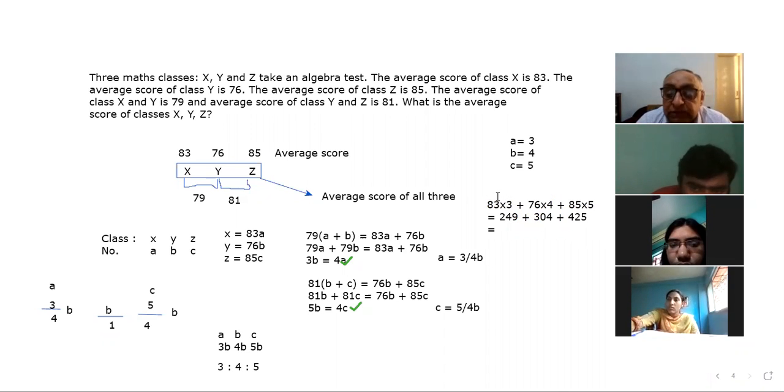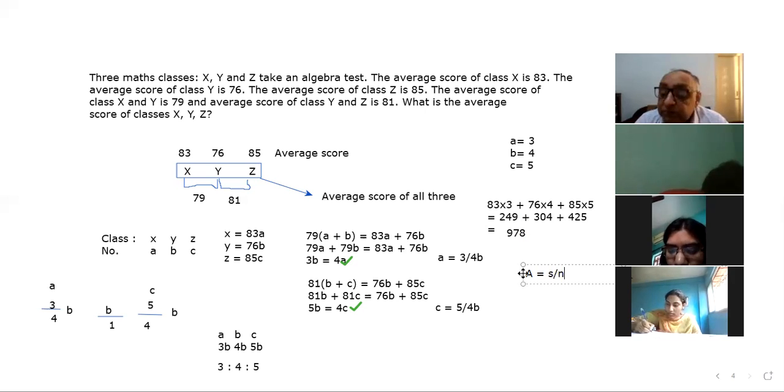And 2 plus 3 plus 4. 978 is the total here. Okay. 978 is the total, right? So now what is there? Average is equal to total marks sum divided by the number.